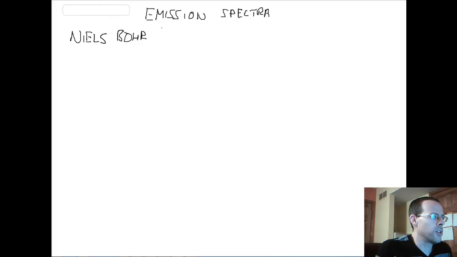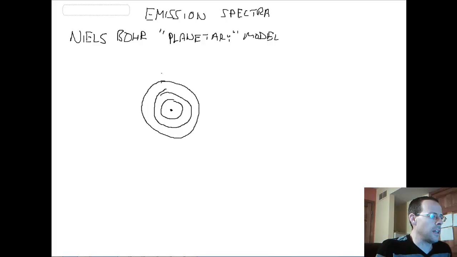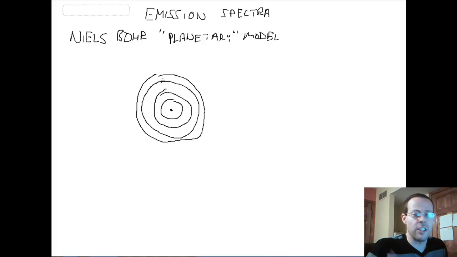His model is known as the Planetary Model. Just like the solar system has our sun at the middle, and planets that revolve around the sun, Bohr's model said the electrons revolve around the nucleus, and they are only allowed certain orbits. Depending on the atom, there might be different orbits where the electrons exist for a given atom.